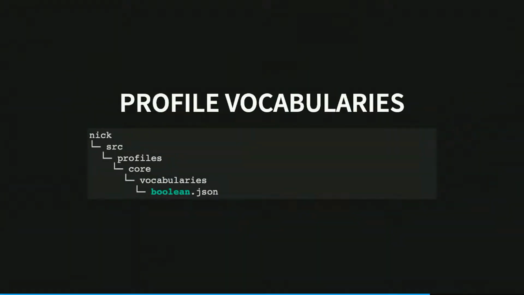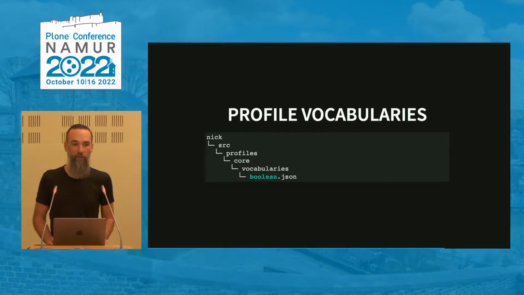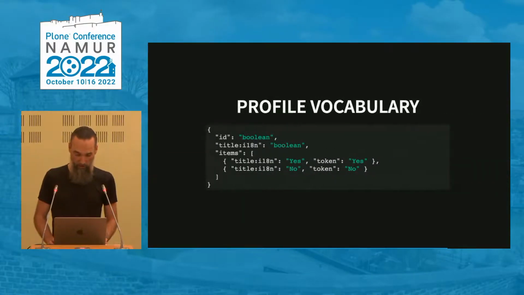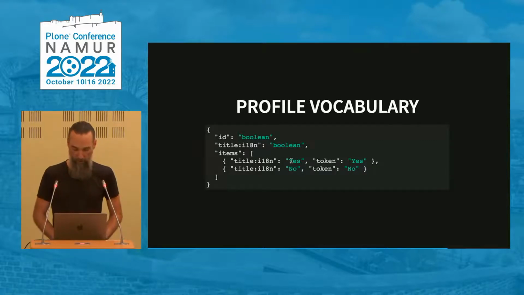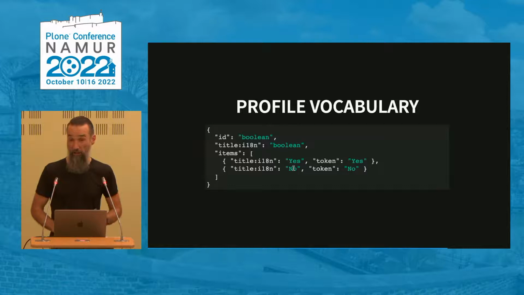Then we have profile vocabularies, which are vocabularies as well, but they are just static data. So if you just have something simple, like months of the year or a Boolean, like yes, no, or whatever, you can just add them in JSON. They're fairly simple. It's just a vocabulary with an ID and title, and two items in this case, a yes and a no. That's all.